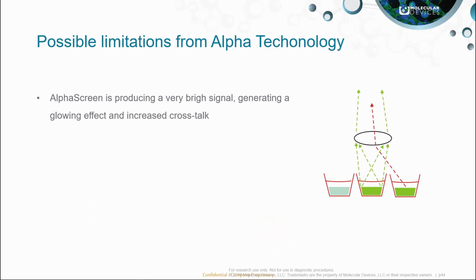However, alpha technology can also have some possible limitations. It is known that the signal produced is really bright, generating a glowing effect and increasing the crosstalk. As you can see here in this picture, sometimes the instrument is catching light from adjacent wells. This effect is called crosstalk and will depend on instrument design.